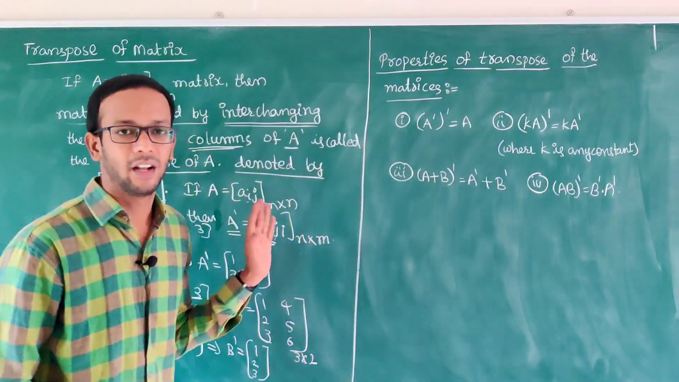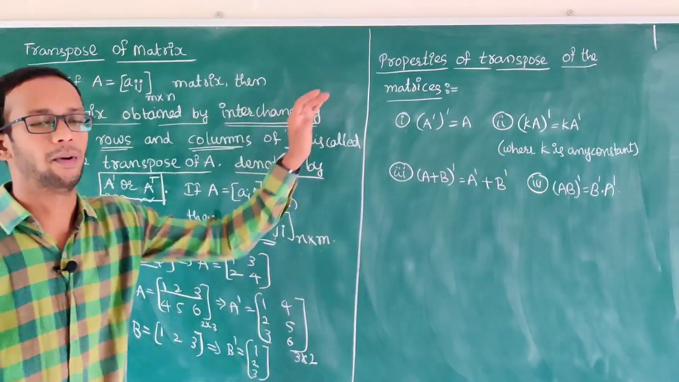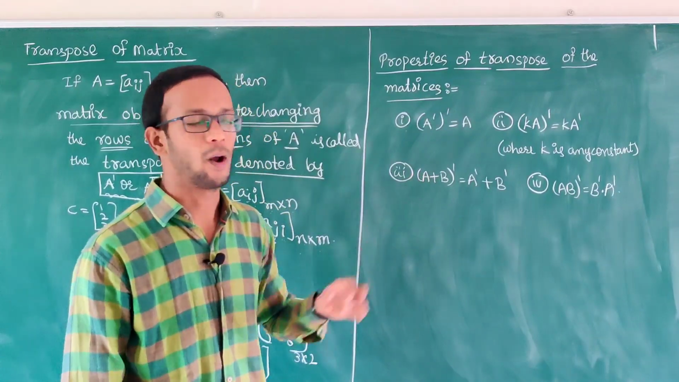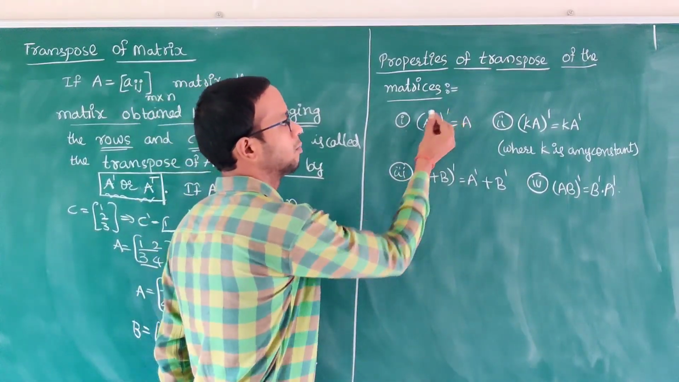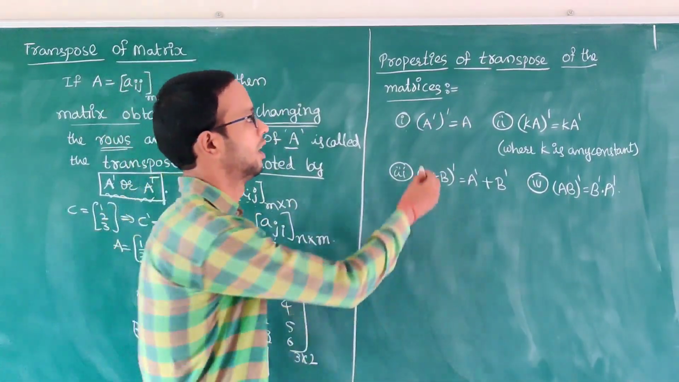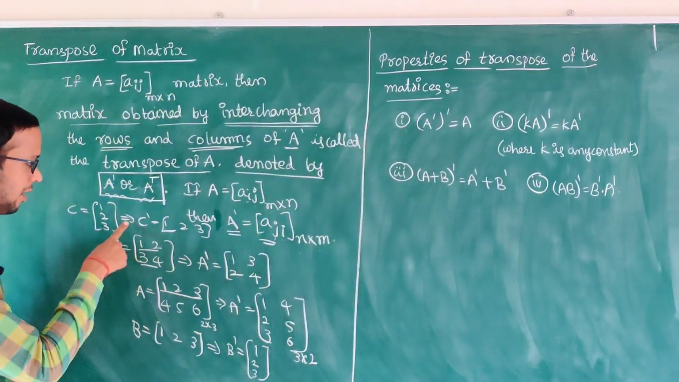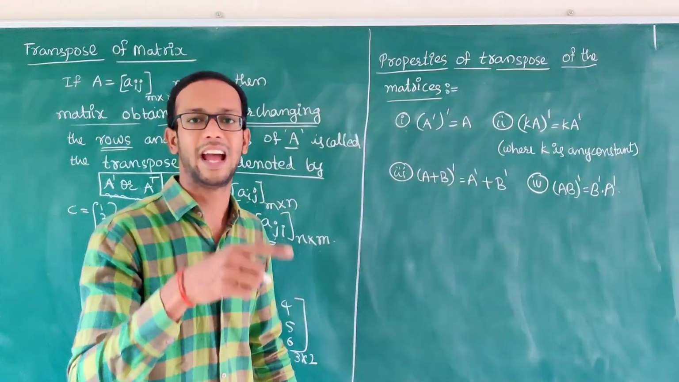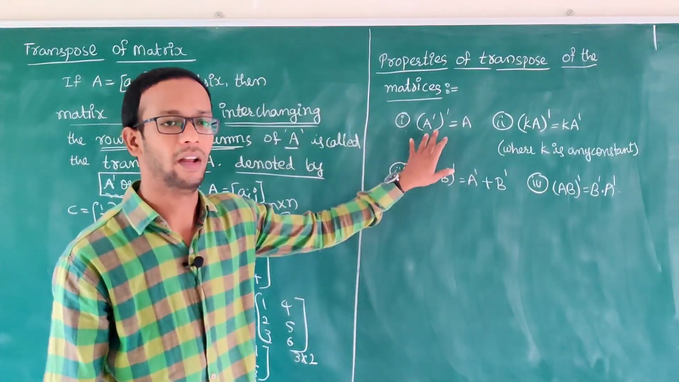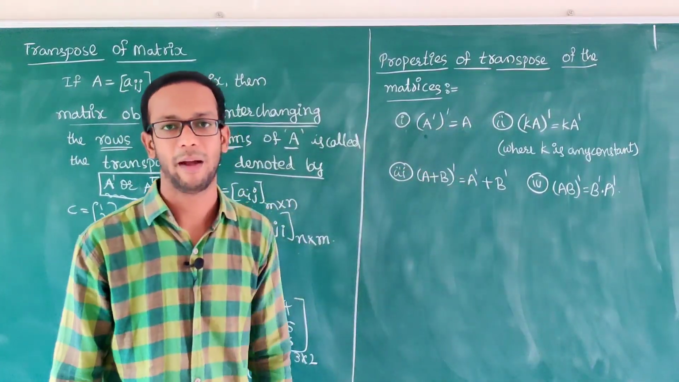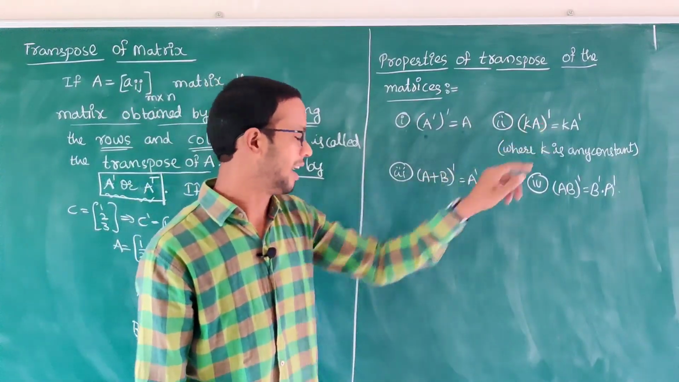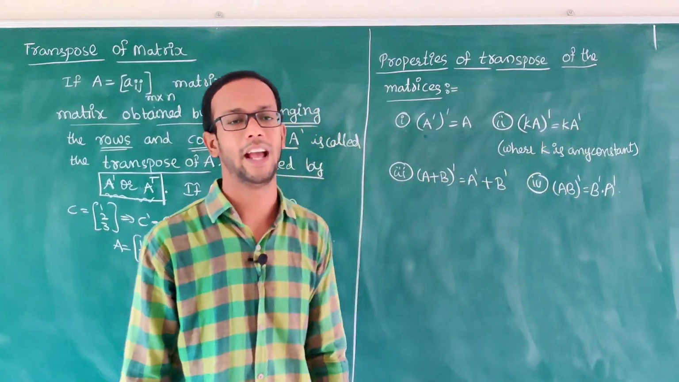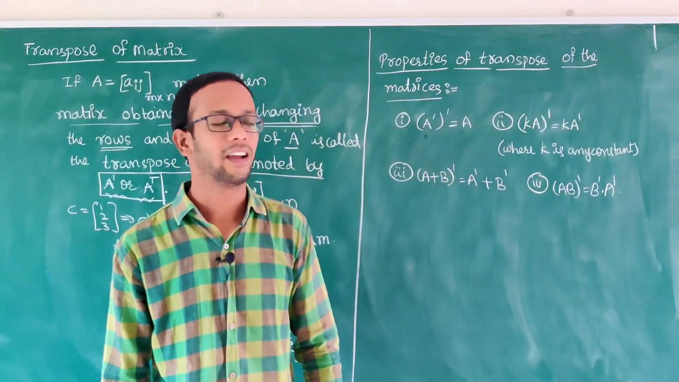Next, based upon this, there are some properties. We will see the properties of the transpose of a matrix. There are 4 properties. A transpose, all transpose. T is also used, or dash is also used. Don't get confused, A dash or A transpose, both are the same. A dash whole dash is equal to A. kA whole dash is equal to k into A dash, where k is any constant.